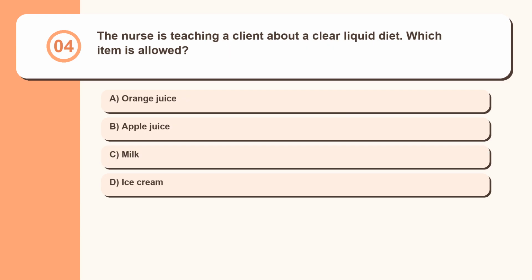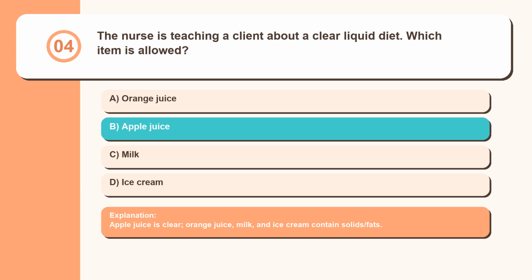Question 4. The nurse is teaching a client about a clear liquid diet. Which item is allowed? Orange juice, apple juice, milk, ice cream. Apple juice is clear; orange juice, milk, and ice cream contain solids or fats.